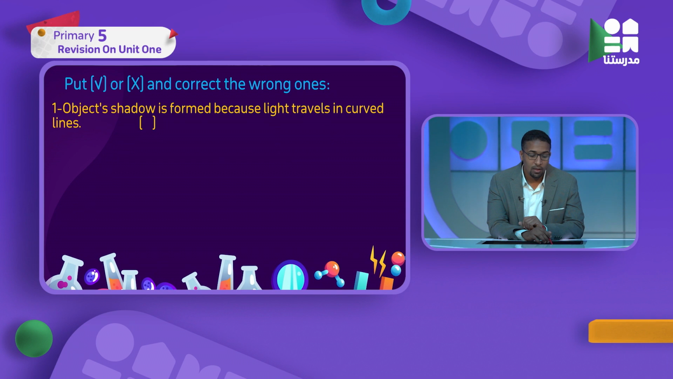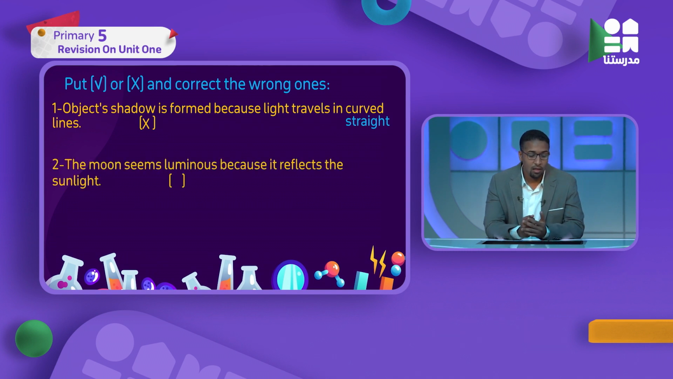Object's shadow is formed because light travels in curved line. Is that right or wrong? Curved line, of course it's wrong. So what is the correction? The correction: curved will be straight, so object's shadow is formed because light travels in straight lines.